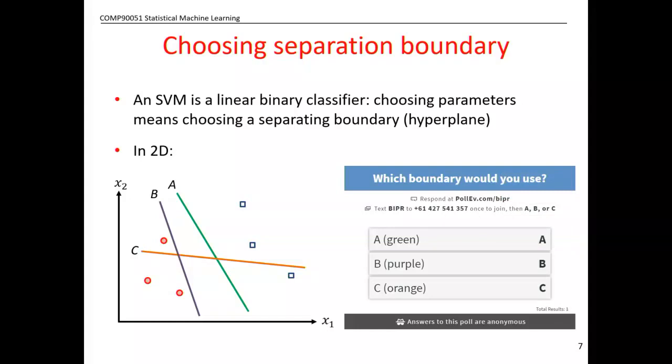I've got a very toy data set of 6 points. There are the filled red points that are circles and the empty squares. And there are 3 linear decision boundaries. Which one would you prefer? Which one do you think is going to generalize better? And of course, there isn't exactly a right answer, because you don't know the future. Which is A, B, or C.